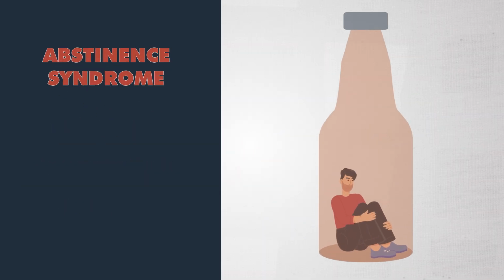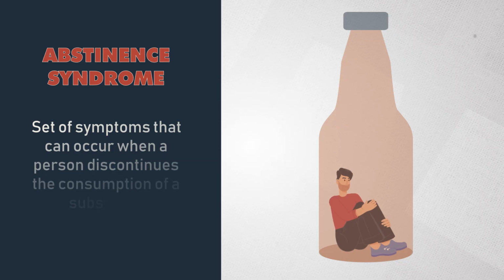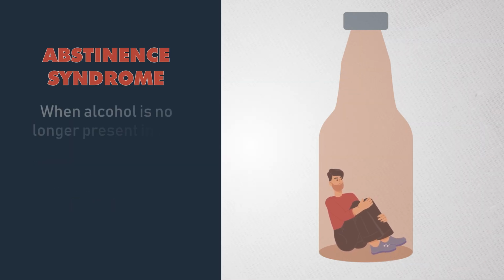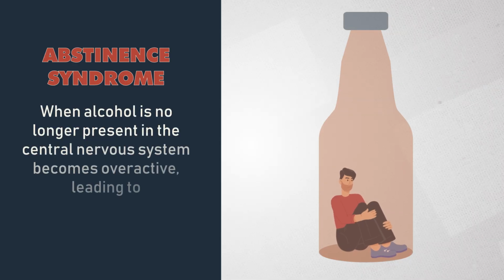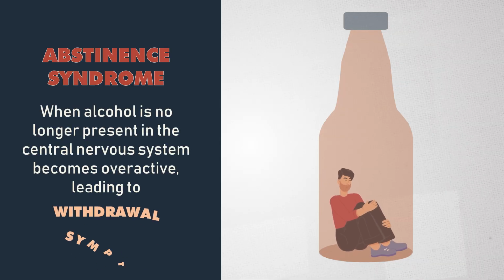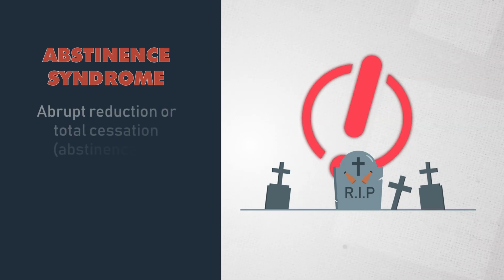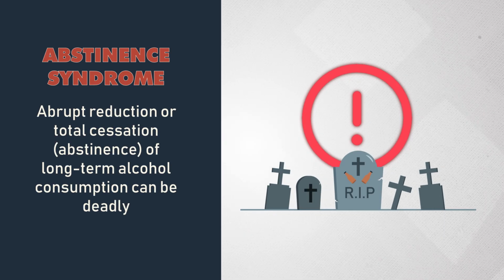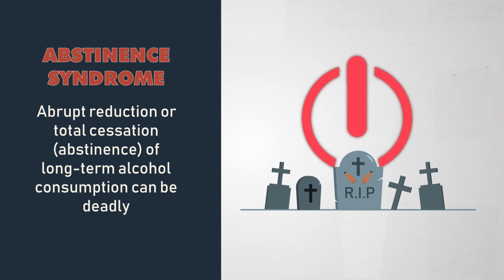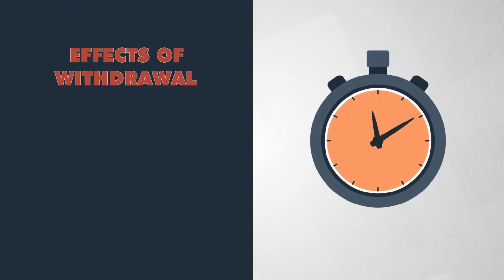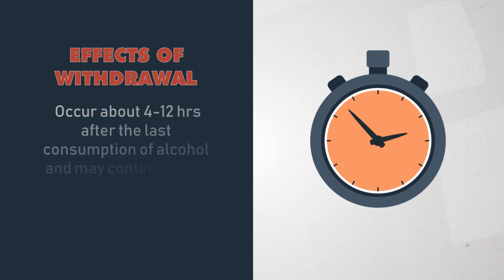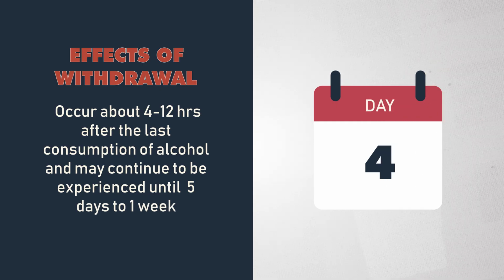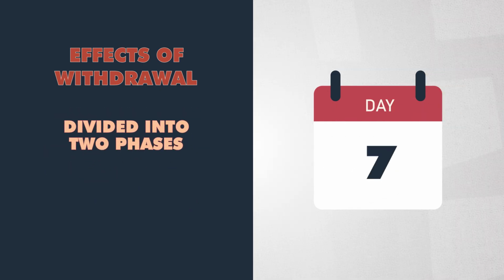Abstinence syndrome or withdrawal is a set of symptoms that can occur when a person discontinues the consumption of a substance, like our example, alcohol. When alcohol is no longer present in the central nervous system, it becomes overreactive, leading to the withdrawal symptoms. Remember that alcohol is a deadly abstinence, so you need to use medication and the proper treatment when discontinuing or becoming abstinent from alcohol. These effects will occur about 4 to 12 hours after the last consumption or your last drink, and may continue to be experienced until 5 days to a week, and it is divided into 2 phases.